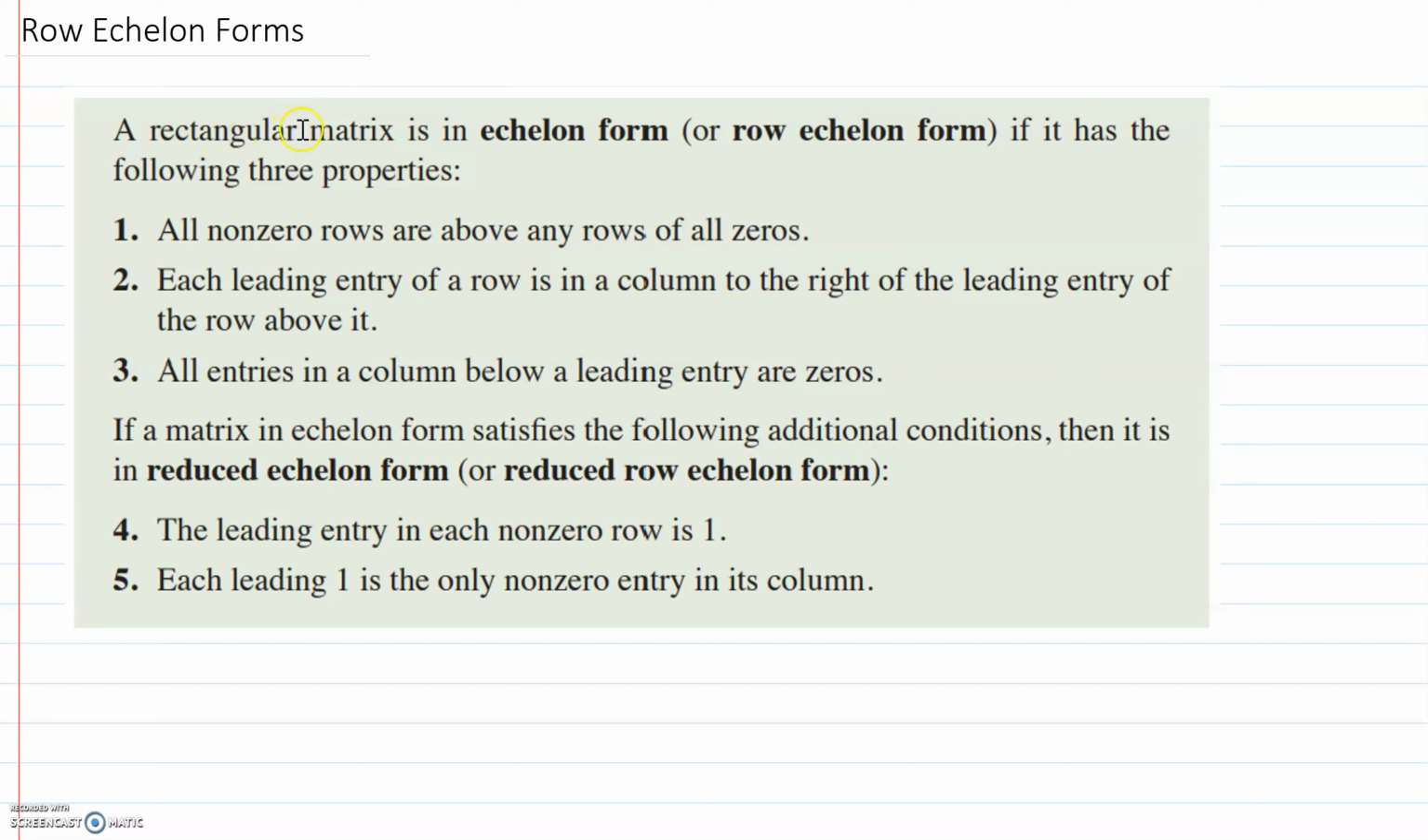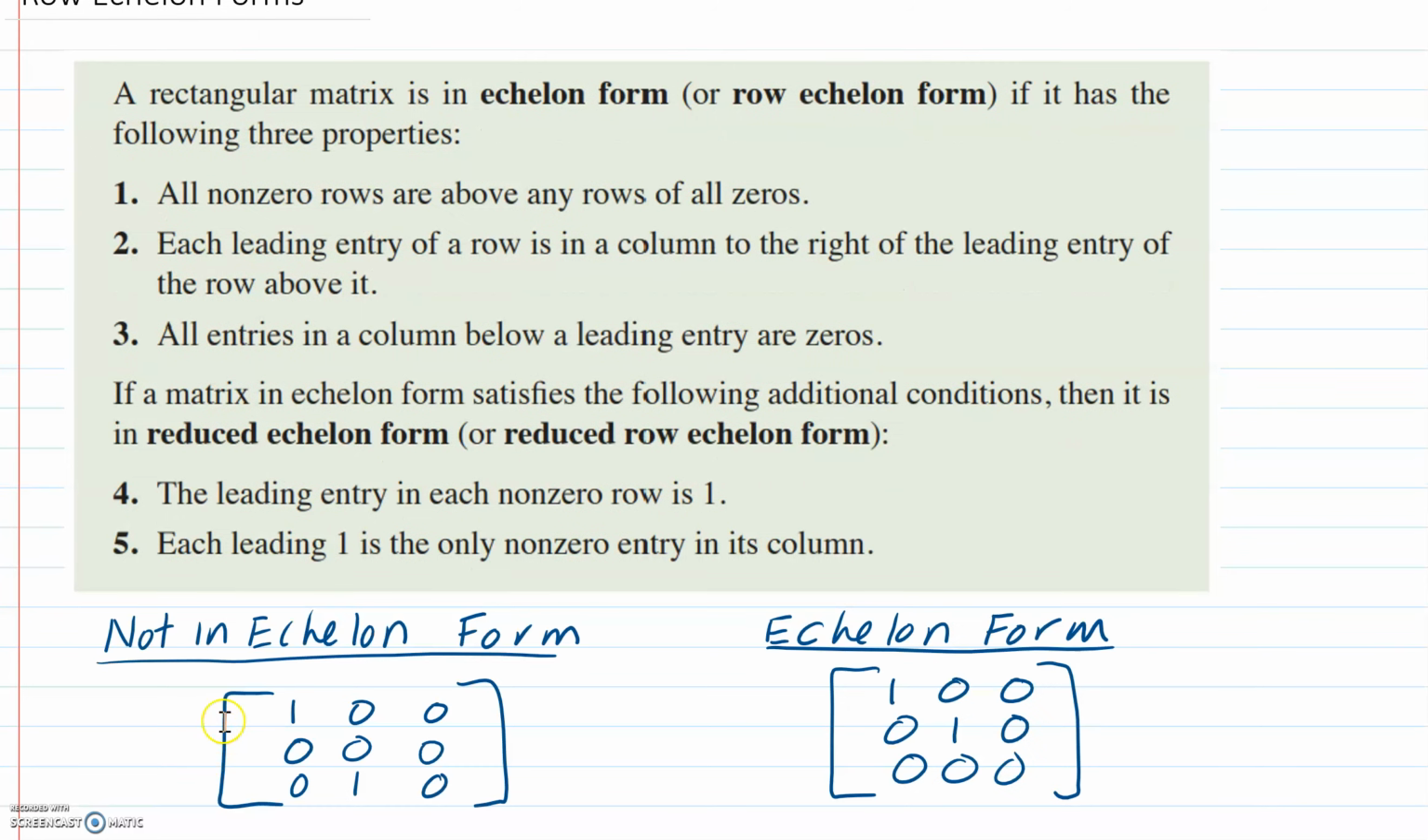A rectangular matrix is in echelon form, or sometimes called row echelon form, if it has the following three properties. The first one says that all non-zero rows are above any rows of all zeros. I should say that an example of a matrix that is not in echelon form versus one that is.